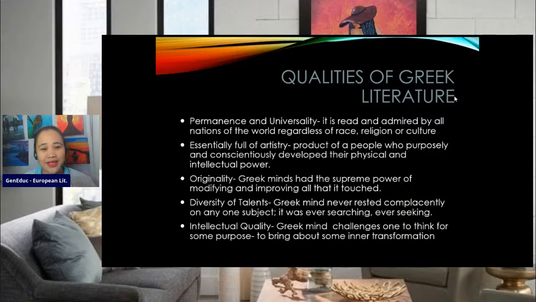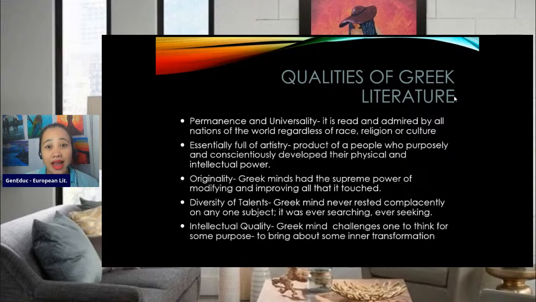Take note of these things, guys, for set 4 or set D questions. So, qualities of Greek literature. First, permanence and universality. So, when we say permanence and universality, it is read and admired by all nations of the world, regardless of race, religion, or culture. Second, essentially full of artistry. Take note, essentially full of artistry. Product of a people who purposely and conscientiously develop their physical and intellectual power.